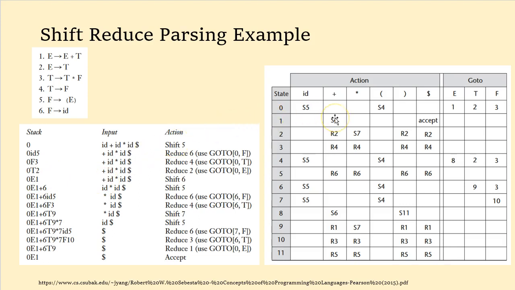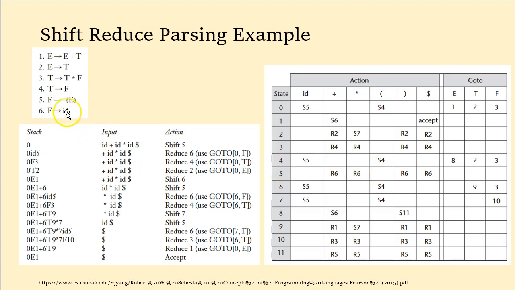I see a plus sign and it says shift and go to state 6. So now I've shifted the plus sign onto the stack and I'm in state 6. I see an ID. State 6 with ID says to shift and go to state 5. So now I'm at 0 E 1 plus sign, state 6, ID 5. I see the multiplication sign. State 5 with a multiplication sign says reduce using rule 6.